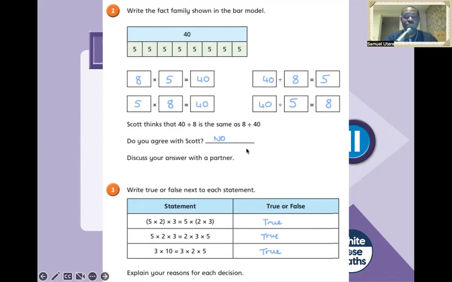We definitely do not agree with Scott because, you remember the reason? Division is not commutative. Yeah? All right. Here, you're asked to write true or false next to each statement. So here, you're required to complete these statements, right? Obviously, you're going to have to check the calculation before you make your decision.